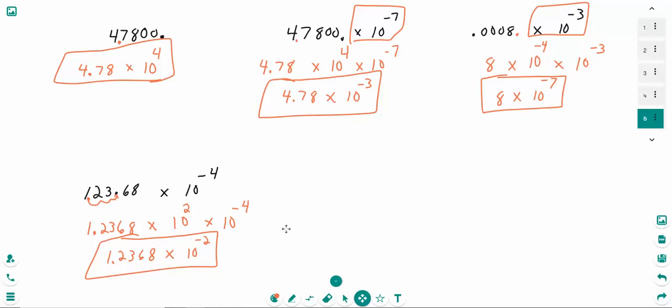So we will stop here today, and we will pick up on this again in future lessons when we talk about how to multiply or divide numbers that are in scientific notation.